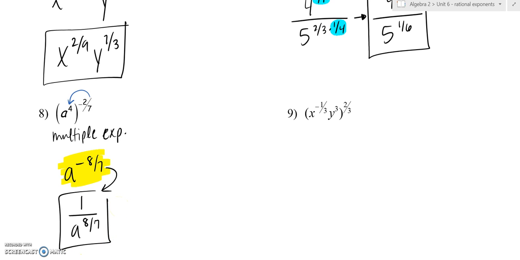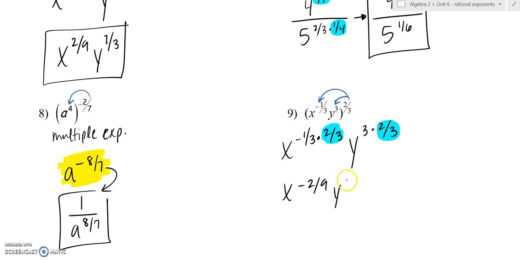This next one, I believe it's our last one, I take that outside exponent and I distribute it in. So again, if I write this out, I have x to the 1/3 times 2/3, and then y to the 3rd times 2/3. Each piece, the x and the y, got that 2/3. When I multiply those, I get x to the negative 2/9, y to the 2nd power. Again, I just multiplied those in my calculator.